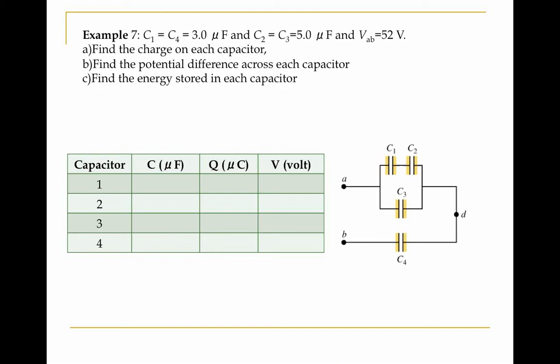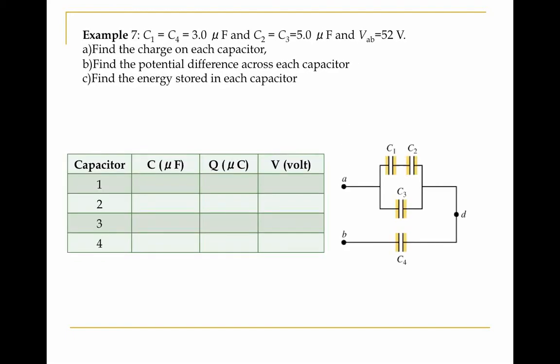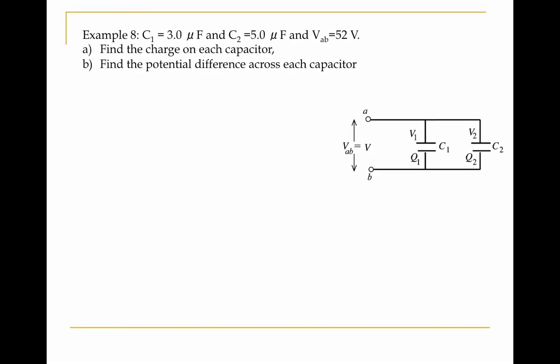Okay, example number 7, which we've done in class. So again, you just need to do the calculations as we did before, and we've done this in detail in class. Example number 8, he wants you to find the charge on each capacitor and the potential difference across each capacitor. That's very straightforward.